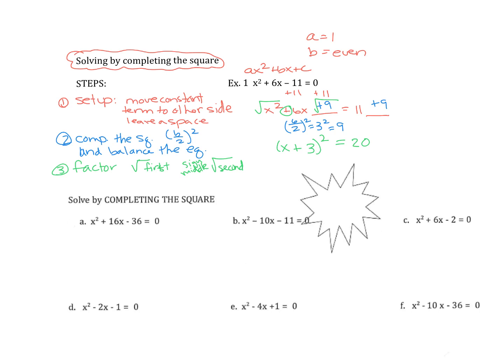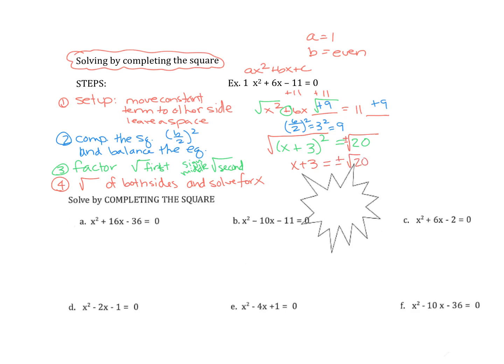So now we're to our last step, and on this step, we are going to take the square root of both sides and solve for x. So on the left side, when I take the square root of the left side, that red square root and this green exponent of 2 cancel. So on the left side, I get x plus 3. On the right side, I also have to do the square root. And when I do the square root, I'm going to put a plus minus in front of it. And I have equals plus minus the square root of 20.